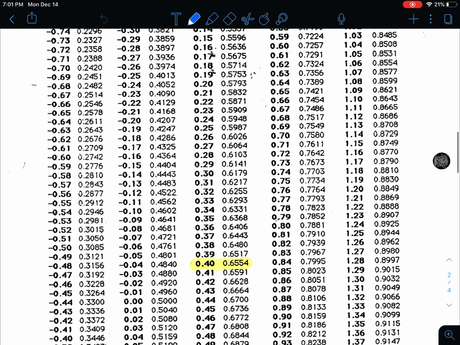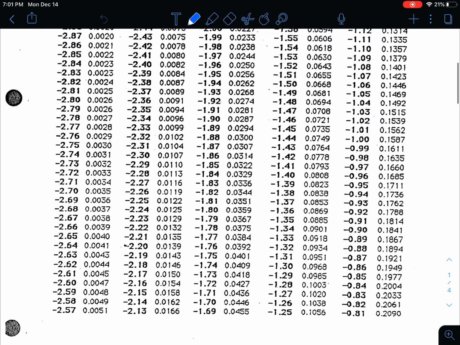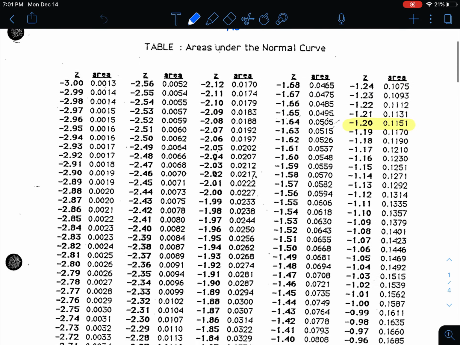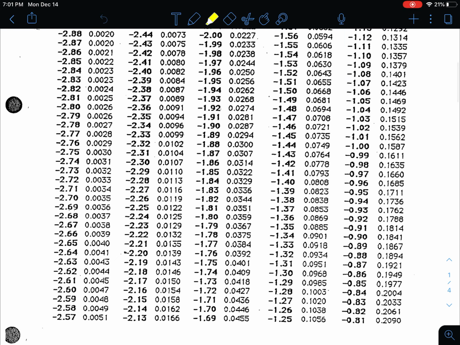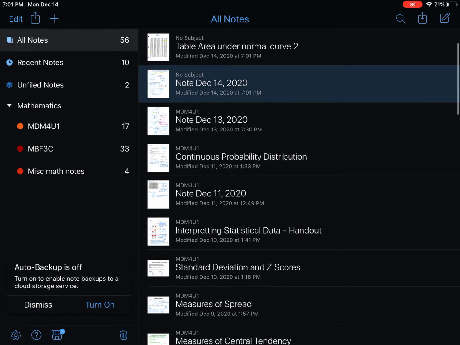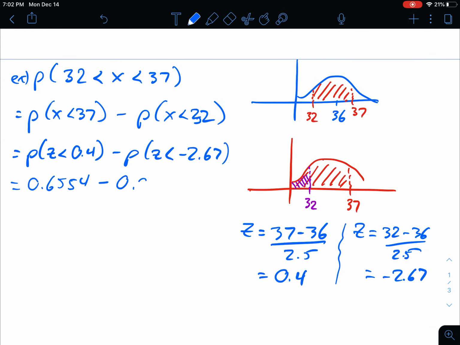Let's take a look for that one. Negative 2.67. 2.67 is right here. It's a very small probability of that occurring. Okay, so that's 0.0038. And that's very unlikely, right? If you look at that, it says the probability of x less than 32. That'd be someone having less than size 32 pants. Very unlikely based off of our standard deviation for this question. And that's it. So let's subtract them and get our answer.